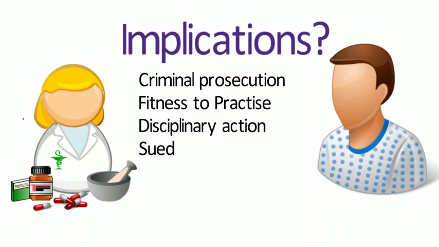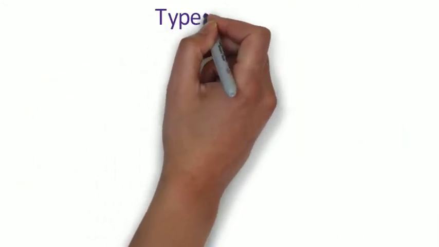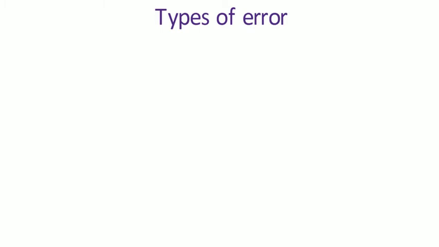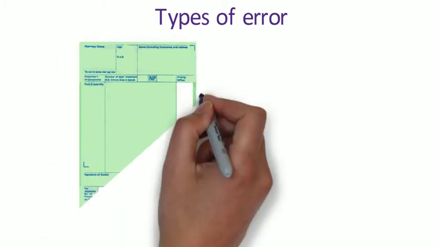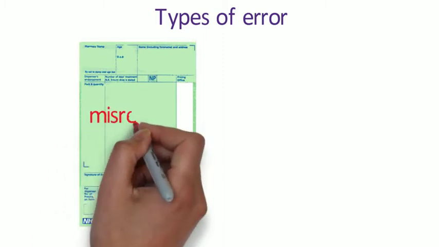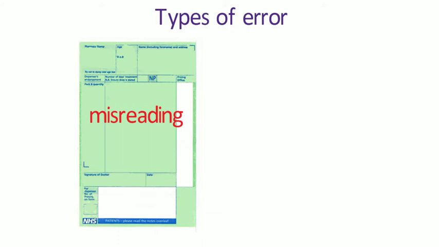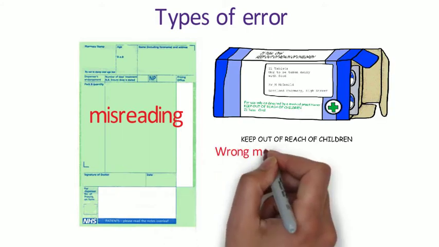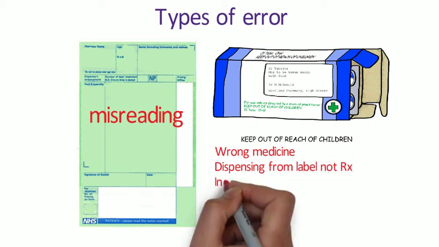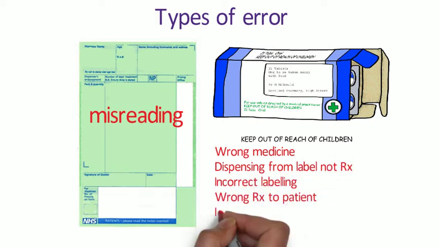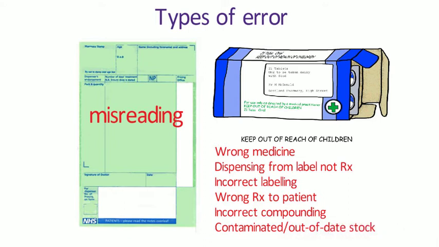So if we think about the types of errors, now this isn't a comprehensive list, it's not exhaustive, there are other ones. So these are just examples. We could have misreading of the prescription, incorrect medicine selection, dispensing from the label and not from the prescription. Now that's just sometimes bad habit. You should always use the prescription as the reference. Transposing the label or labelling the medicine incorrectly, giving the wrong prescription to the wrong patient, or supplying contaminated or out-of-date stock. So that's just, as I said, a few examples of the types of errors that can exist.